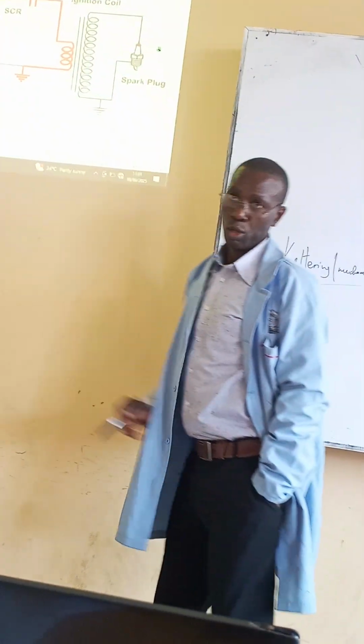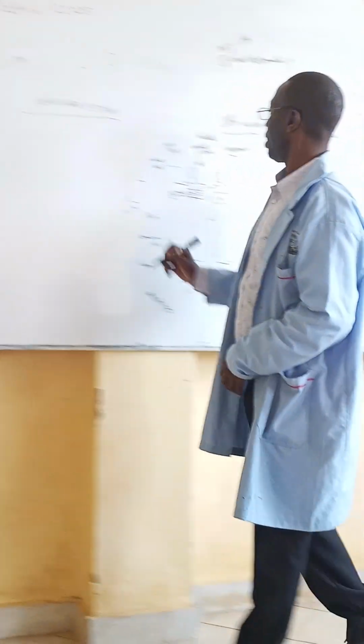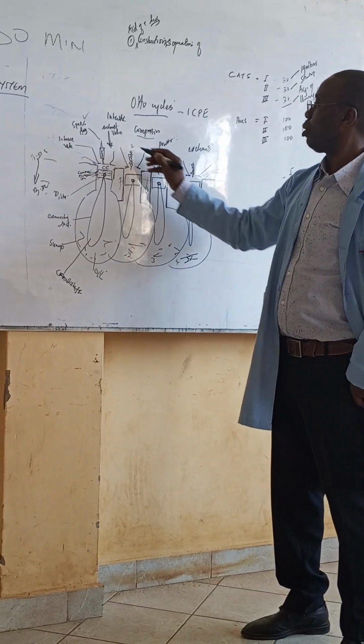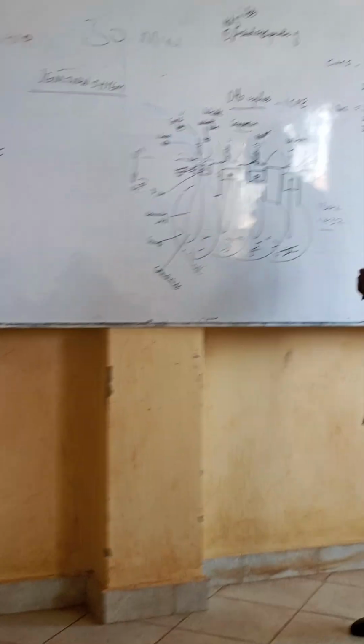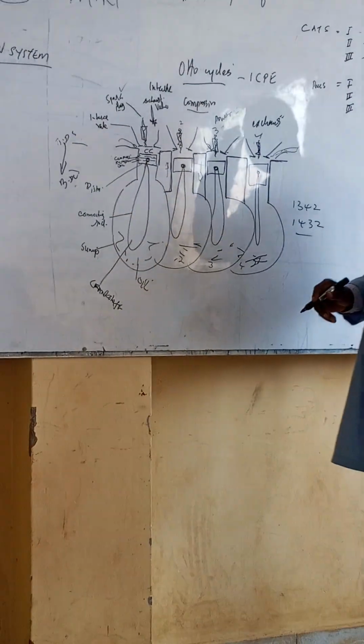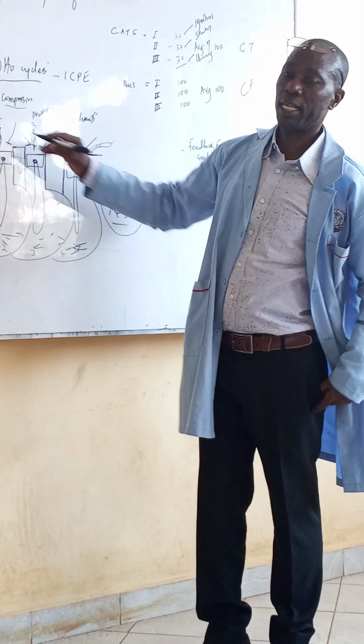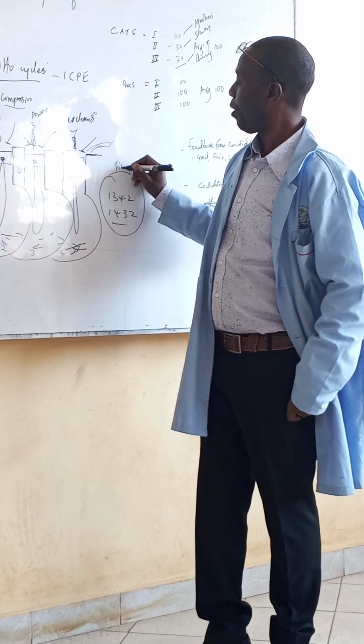spark plugs. So what are the spark plugs? The spark plugs are these ones: spark plug number 1, number 2, number 3, number 4. When they are like that, they give you this order. This order is not the order that is here. So this one is called the firing order.